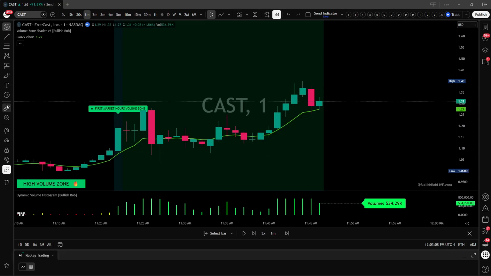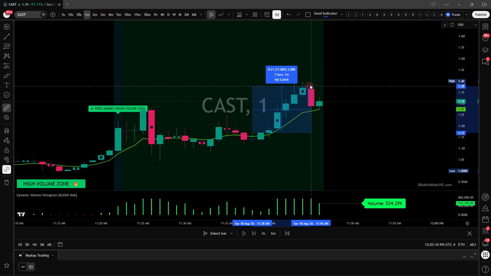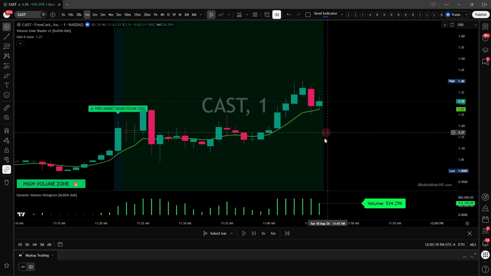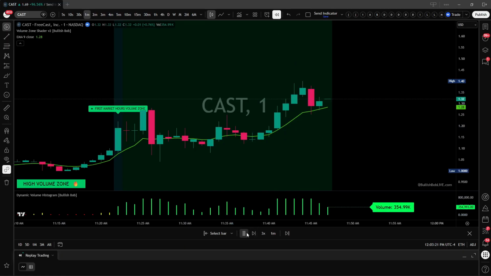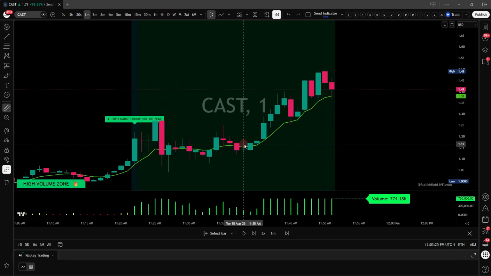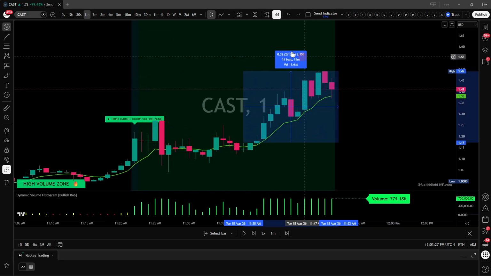All of a sudden, let's measure this move. This was our entry. This is the top of the move. Almost 20%, guys. 20% in a matter of 7 bars. That's 7 minutes, 20%, right? Now we need to hold the 9 EMA. Let's hit play. Oh, look at that. We're continuing. So not only did we get that 20%, now we're up 27%.